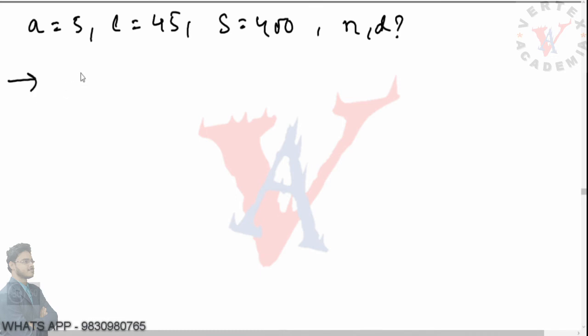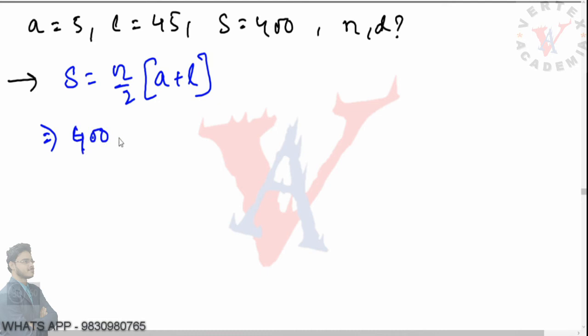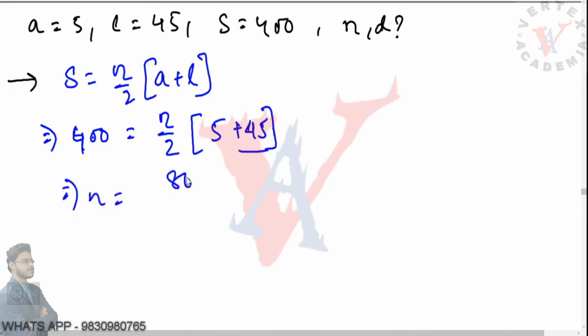So I hope the approach is clear. So now starting with, S equals N by 2 into A plus L. Now putting the values where sum is 400. So 400 equals N by 2, that is A is 5 and L is 45, right? So what do we get from here? N equals, this is 800 by 50, right? So we get 16, right? So n equals 16.